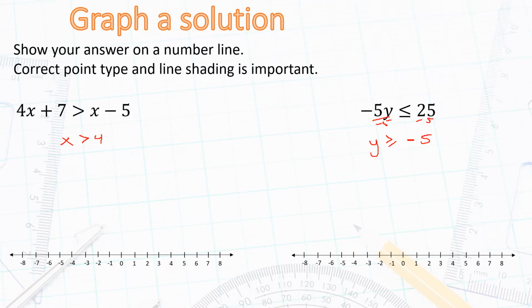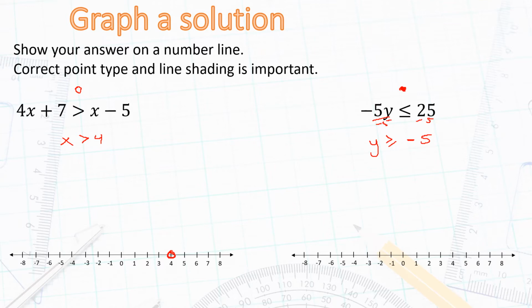Okay, so 4x plus 7 is greater than x minus 5. We get x is greater than 4. So remembering the first slide, if it's greater than 4, it cannot be 4. So I go to 4 on my number line and I put an open circle. And what I'll usually say is if you see the symbol in the beginning, just put a little reminder to yourself, okay, this one's closed circle and the other one's open circle.